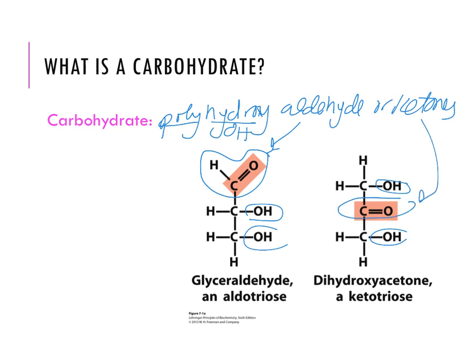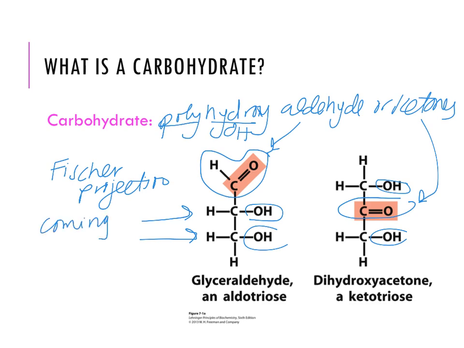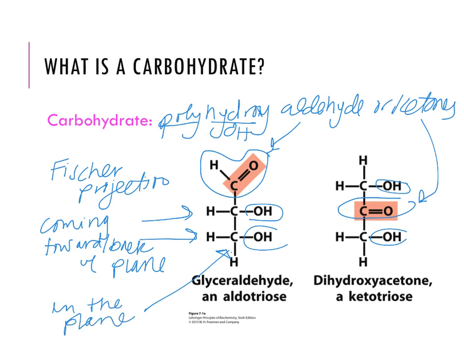And this particular representation is called a Fischer projection. The horizontal lines here are coming out towards you, and the ones going back are behind the plane. And then the straight line down the middle is in the plane. This is a really common way of representing a carbohydrate, using a Fischer projection.